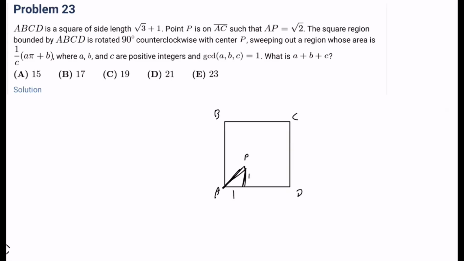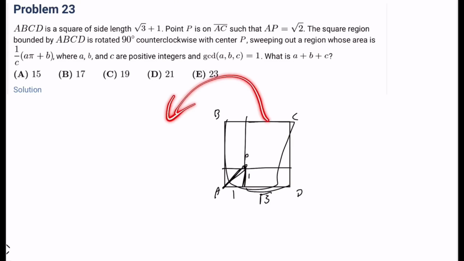So this is basically where we have 1 and then we have root 3, and it's going to be where those lines intersect. That's going to be P, right? And then it's rotated 90 degrees counterclockwise with center P, sweeping out a region whose area is 1 over C times A pi plus B. Okay, so we are going to rotate that whole thing counterclockwise like that.